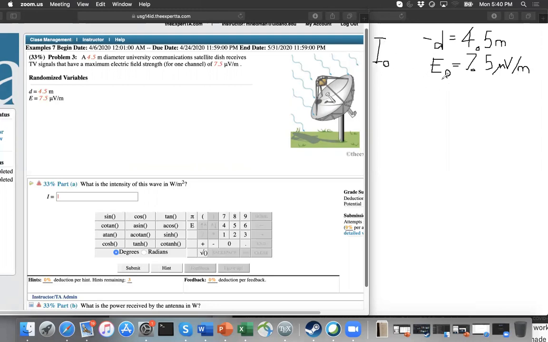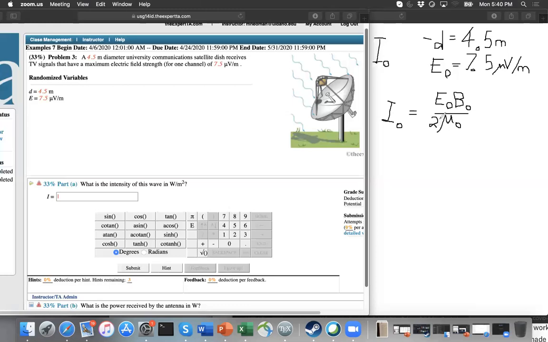Now, what relates what we know to what we want? Well, we know of one relationship that tells us what the intensity is in terms of the electric field. That's I naught equals E naught times B naught over 2 mu naught.